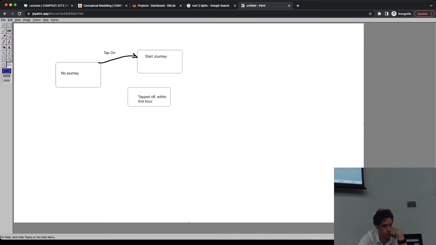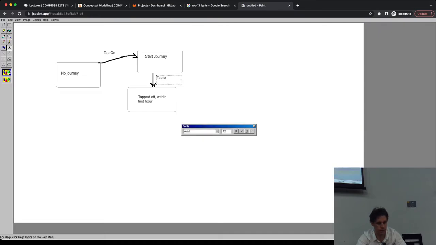Depending on how you want to represent it, if you're on, say, a train or light rail, and you tap off, you go into this state where you've tapped off the train but you're within your first hour of tapping off. And then from here, if you tap on again onto the same mode of transport, your journey kind of continues. I probably shouldn't have called this start journey. You should probably call it active journey.